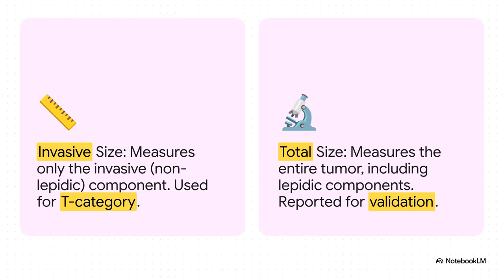Okay, now for non-mucinous adenocarcinomas. This is a huge point. You actually report two sizes, the total size and the invasive size. And listen up, for staging, you only use the size of the invasive component. Why? Because we know that a patient's prognosis is tied much more closely to that invasive part, not the overall tumor dimension that includes any in situ or lipidic growth.